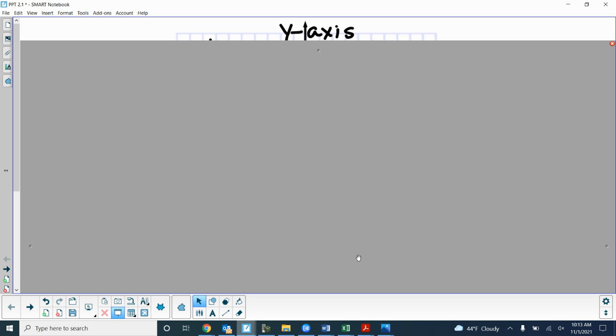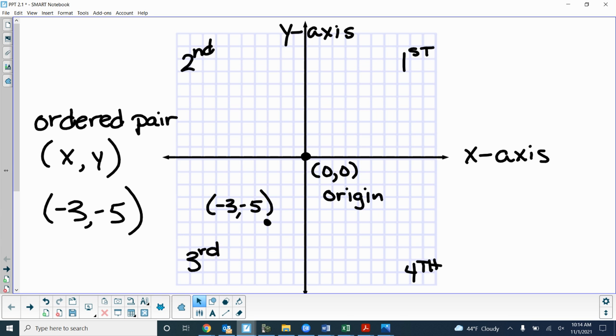All right. So the first thing we're going to look at is just our Cartesian coordinate plane. Just a quick review of everything there. We have our x-axis, the horizontal one. We have our y-axis, the vertical one. They intersect at the origin, which is the point 0, 0, right? You guys remember this stuff? When I plot a point, the point I plotted was -3, -5.